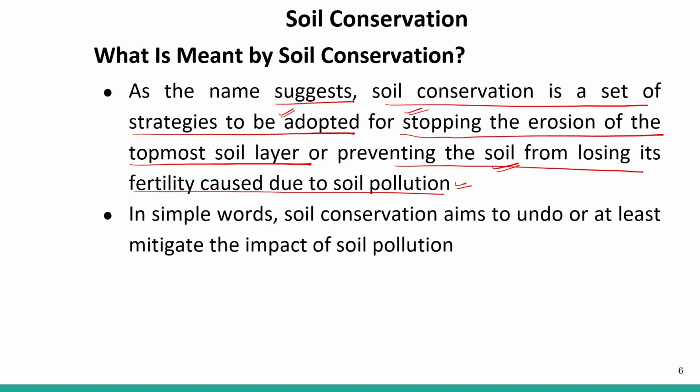Okay, so we must stop the soil erosion and we must stop soil pollution as well. In simple words, soil conservation aims to undo or at least mitigate the impact of soil pollution, right? If we are simply following soil conservation, right, then we are going to at least mitigate the impact of soil pollution. There will be a less or minimized effect of soil pollution on our soil.